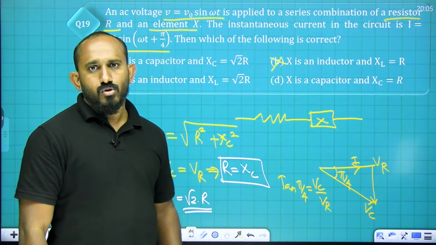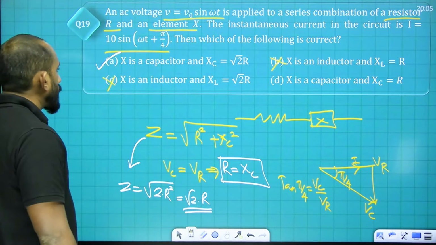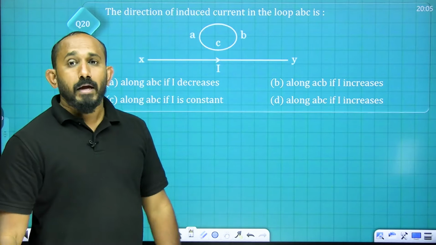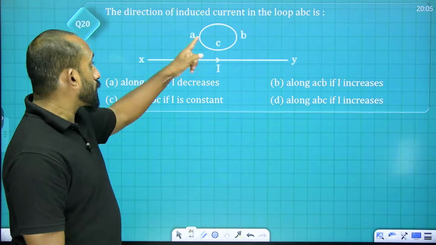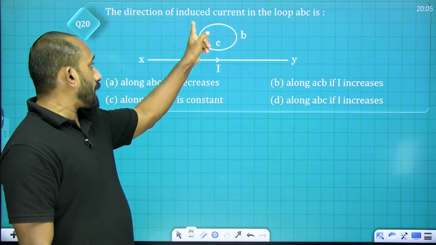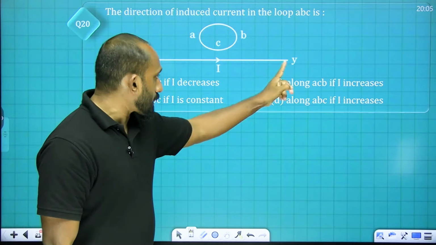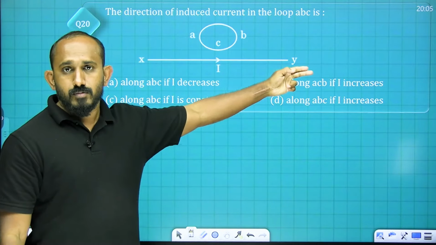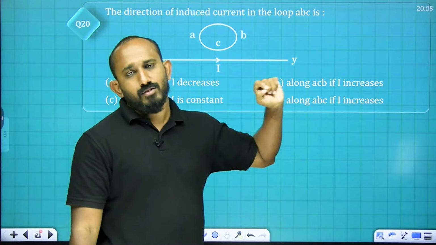Hope you got it. So next question, let's see. The direction of induced current in the loop ABC is the direction of induced current. Here you know a loop ABC and a current carrying conductor is kept nearby. Current is moving along this direction, towards right, and the current is increasing.